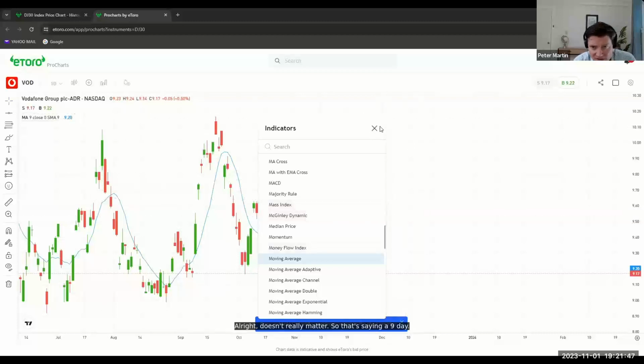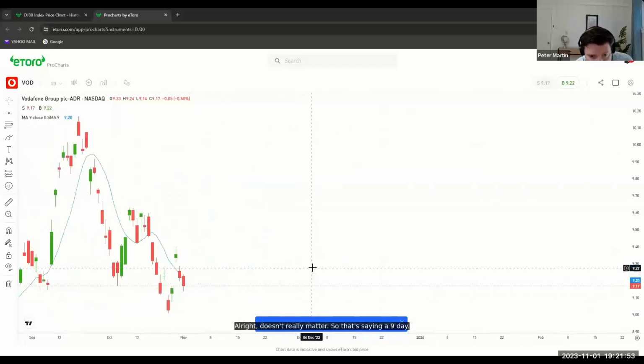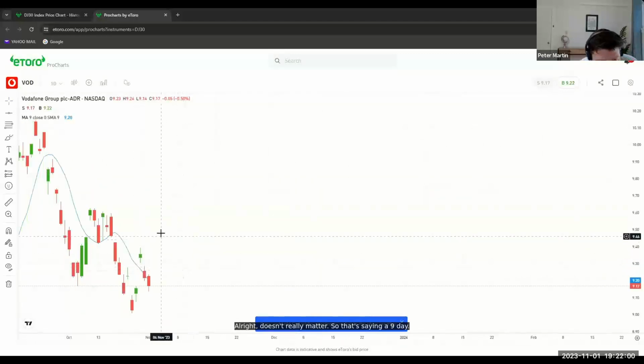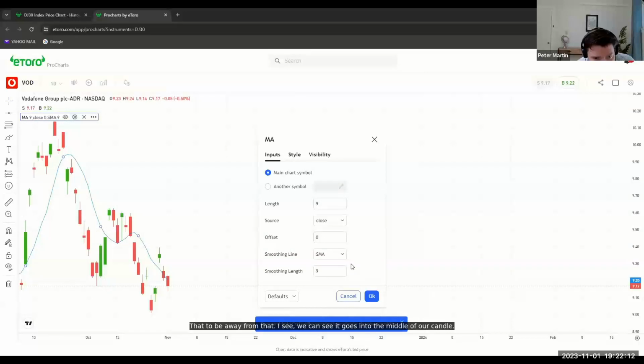It doesn't really matter. So that's saying a 9-day. Ideally, I'd like that to be away from that. Here, we can see it goes into the middle of our candle.